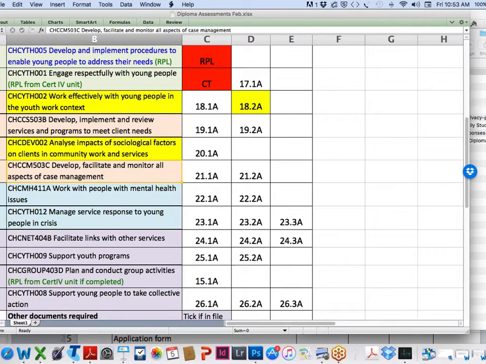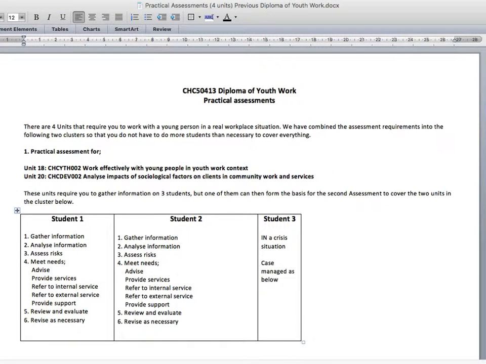And so we need to work with at least 3 clients, and they'll be your 3 young people, and we can work with the same 3 young people for different units or different assessments. So we just want to look first of all at assessment 18.2a, and that covers unit 18 and unit 20. So for unit 18 and unit 20, which is 18.2, we're looking at doing an assessment for 2 students. We call them student 1 and student 2.